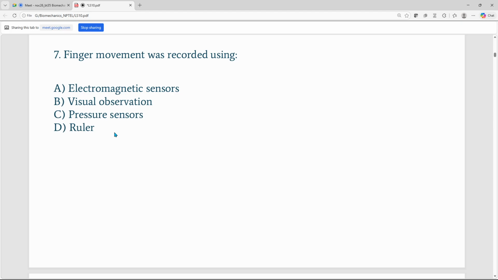So, how was the finger movement recorded? Options are option A, using electromagnetic tracking sensors. Option B, through visual observation. Option C, using pressure sensors on the fingertips. Option D, by manual measurements with a ruler.